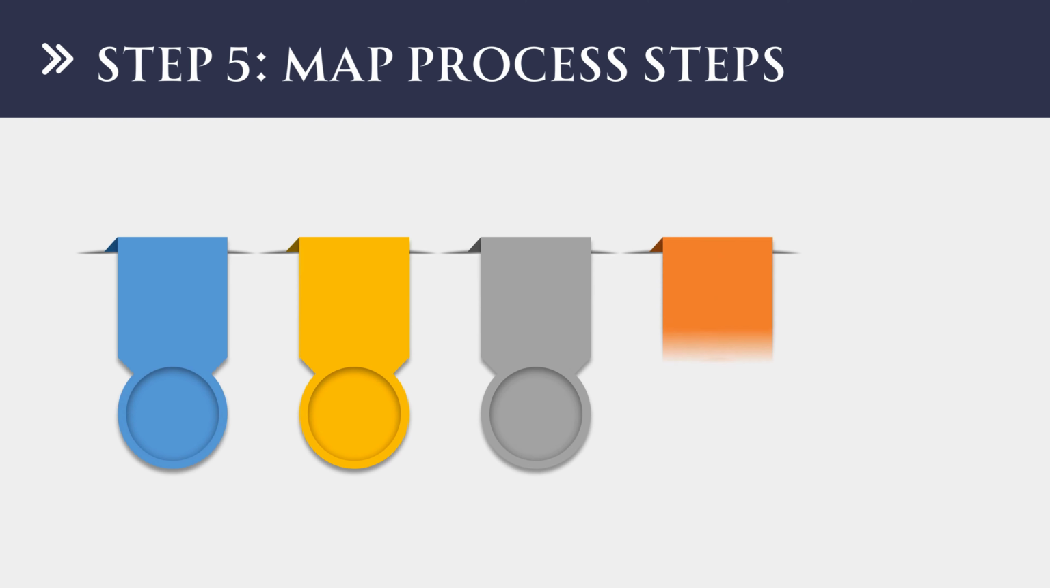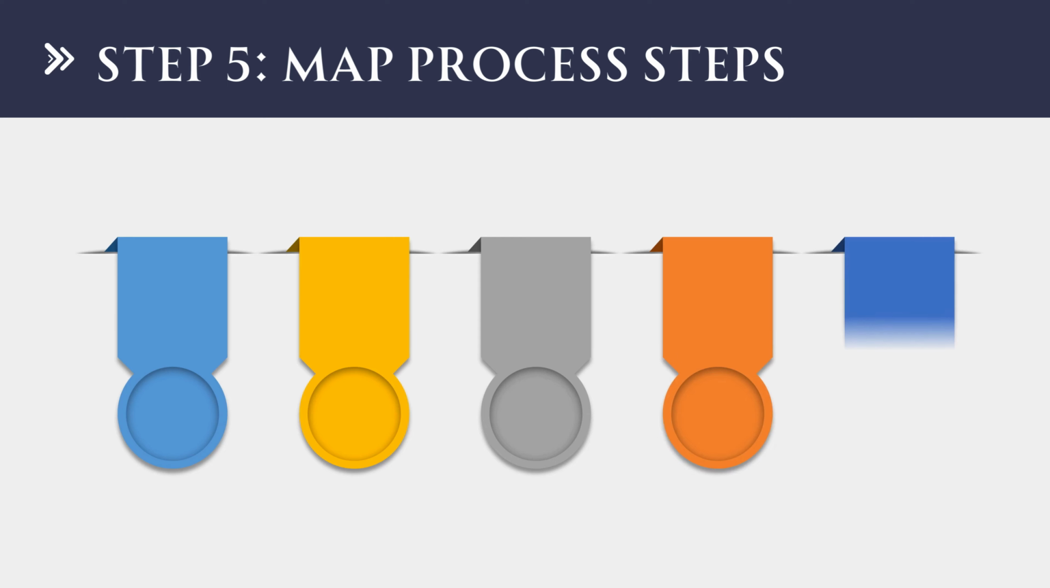Step 5. Map process steps. Place rectangles sequentially to represent each step or action. Arrange them from left to right or top to bottom.